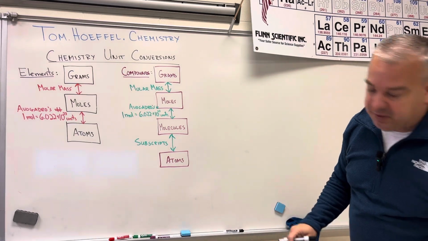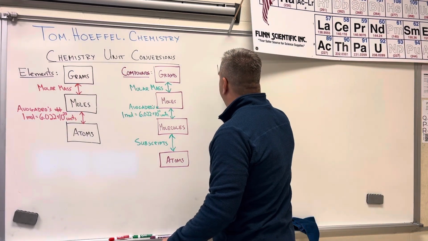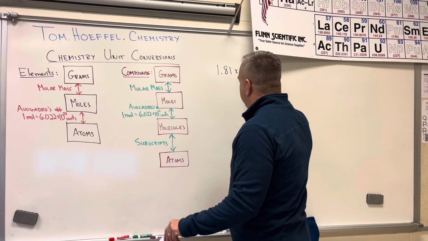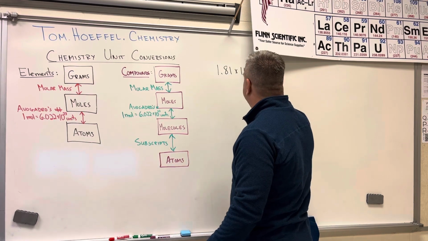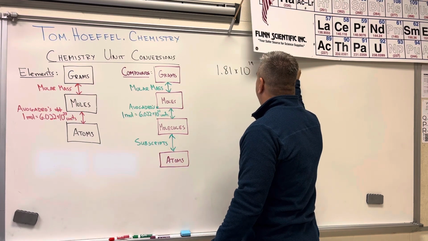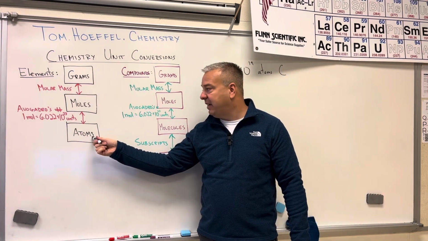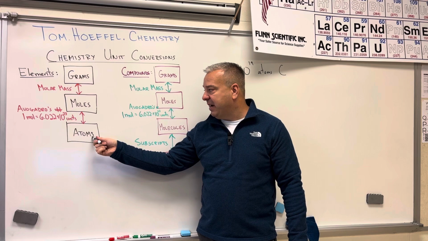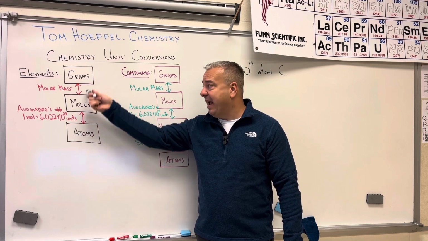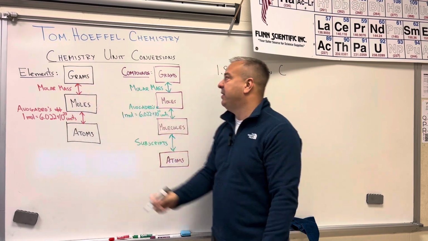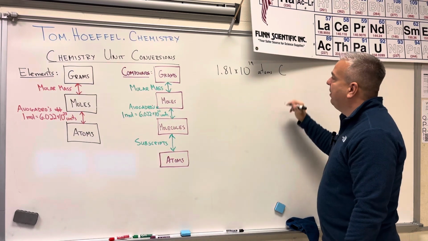So our next example, we are given 1.81 times 10 to the 19th atoms of carbon. Okay, so we're actually starting here in this box. And the question I want answered is how many moles is that? And how many grams is that? So let's go ahead and start our conversions.